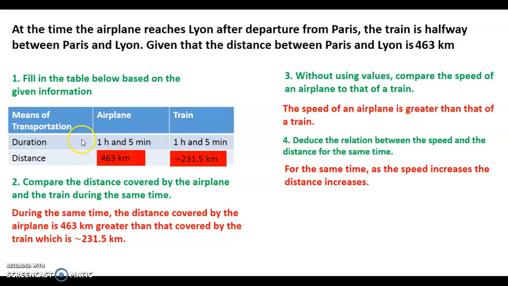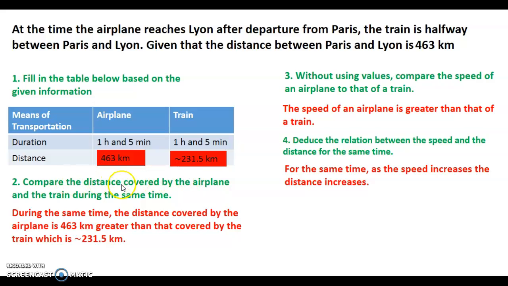Okay, so during 1 hour and 5 minutes, the distance covered by the airplane is the whole distance, 463 kilometers. However, that covered by the train during this same time is only half the distance, almost 231.5 kilometers. So same time, lower speed, less distance.